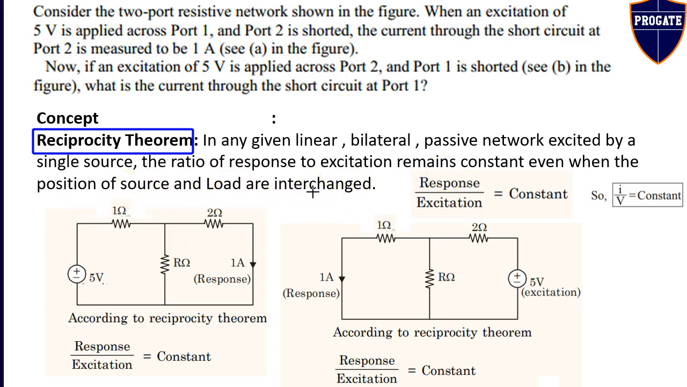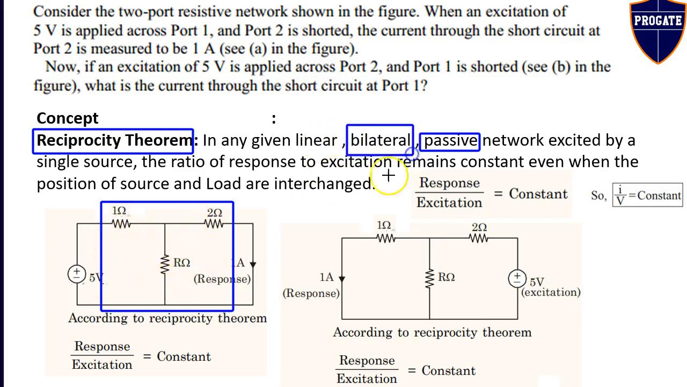Now we will see it term by term. The given two-port network is a purely passive network containing only resistors, so it is a passive network. It is bilateral because there is no diode, BJT, FET or transistor present in this two-port network.